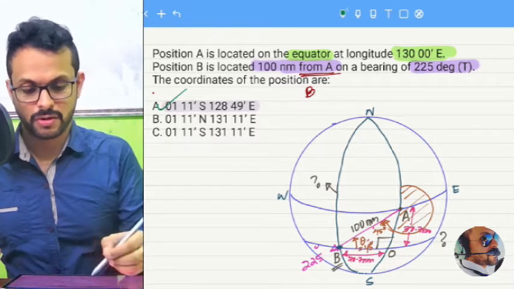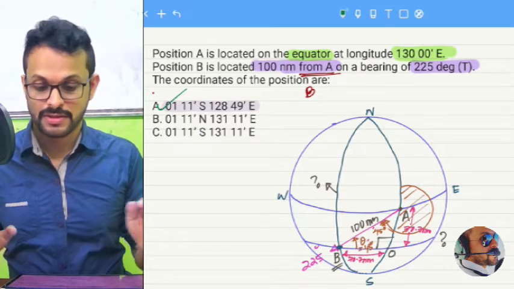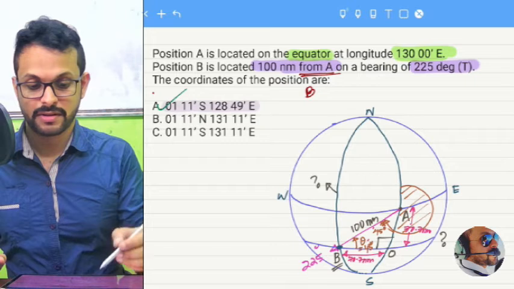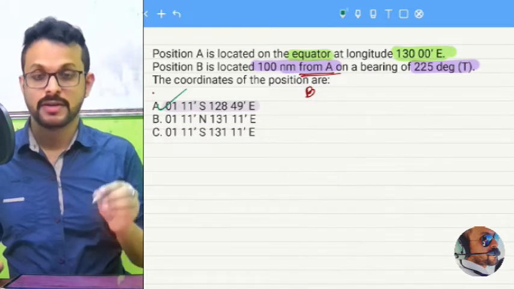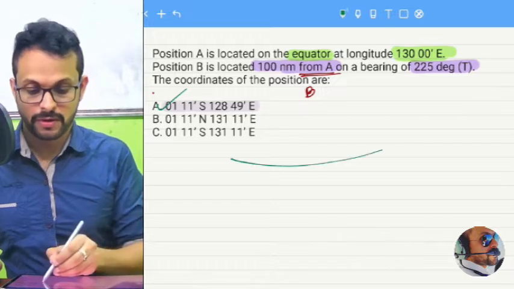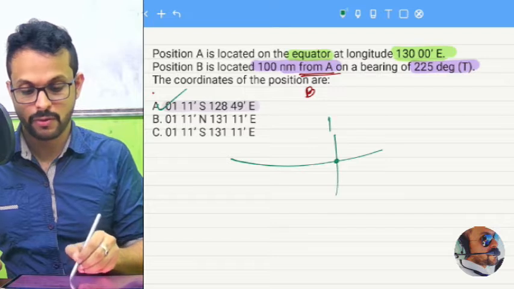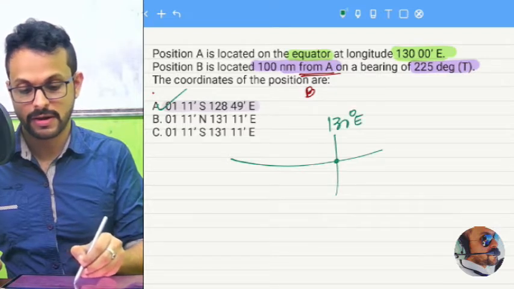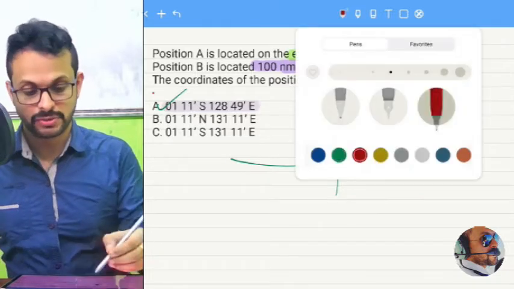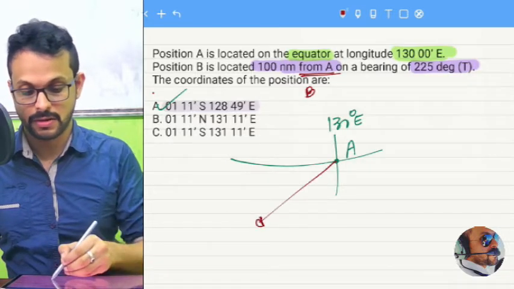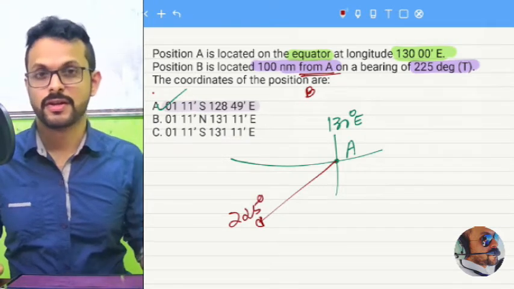For this particular question, you can find the answer the moment you know the track, right? So for that, let me get rid of this picture over here. Perfect. Now let me draw this figure quite a bit simpler for you. This is the equator, and point A is on 130 degrees east, right? The track from A to B is 225 degrees, all right?